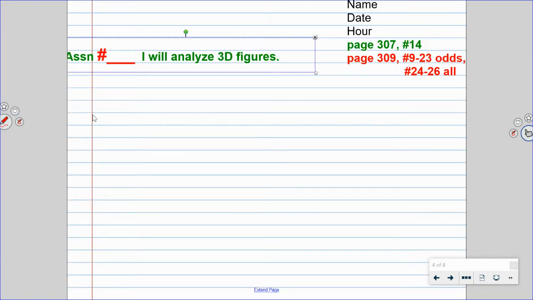All right, pause your video if you need. Go ahead and title your paper, whatever assignment, name, date, period. Page 307, number 14. Page 309, numbers 9 to 23 odds, and 24 to 26 all. Pause, come on back when you're ready.